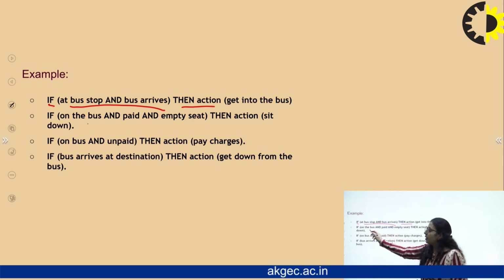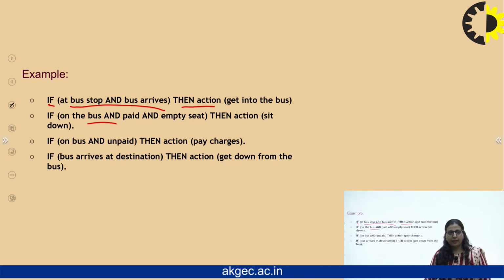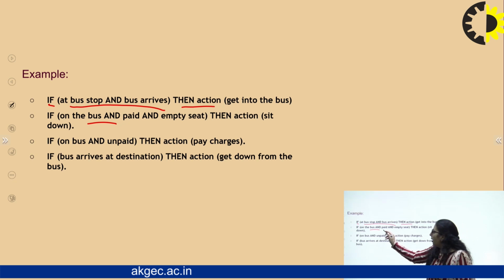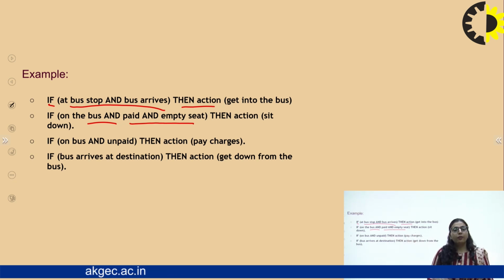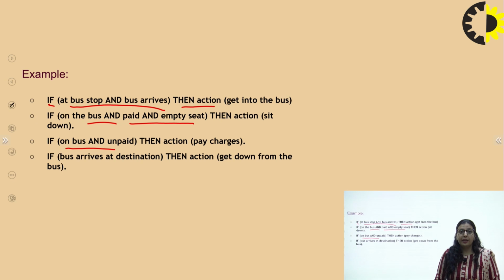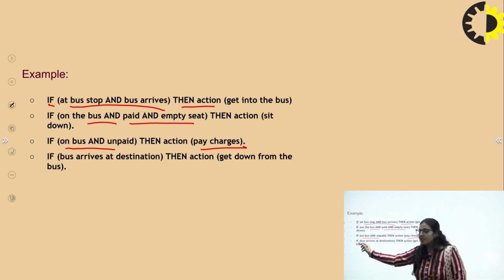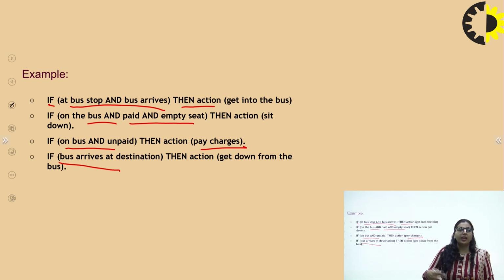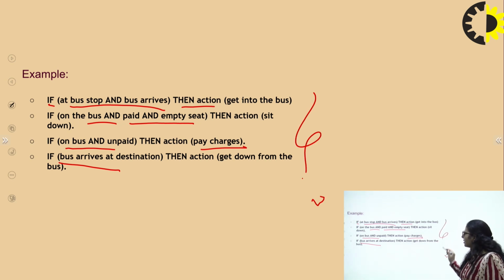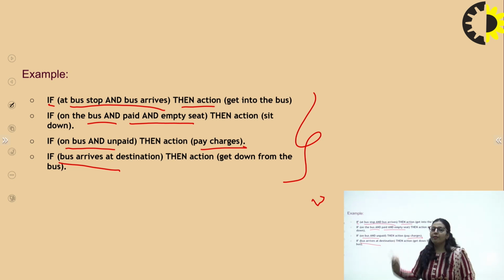If we are on the bus and we have paid the price of the bus, and any seat is empty, then what action should I take? We should sit in the seat. Another one: if we are on the bus and we haven't paid the traveling charges, then firstly we need to pay the charges. And at the last, if the bus arrives at the destination, then what action should I take? Get down from the bus. So this is the way a scenario can be represented using if and then conditions.